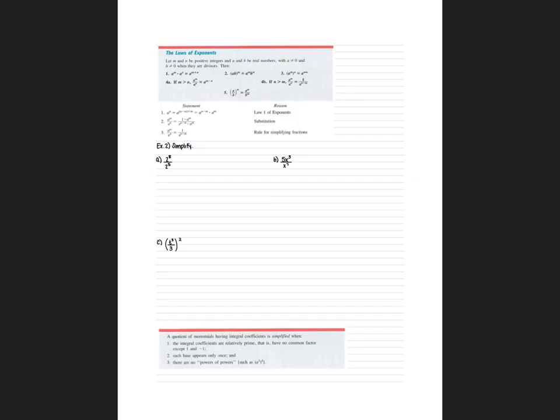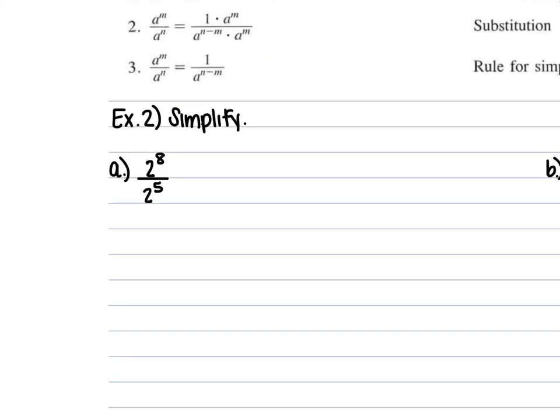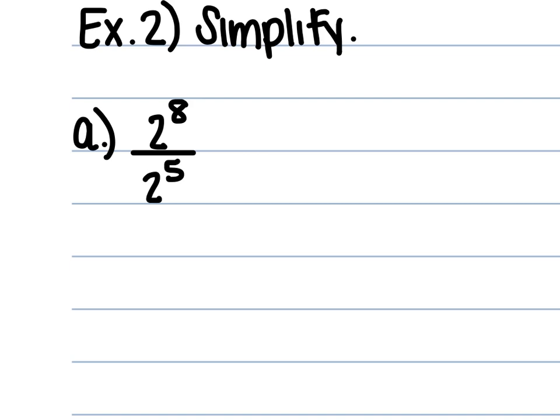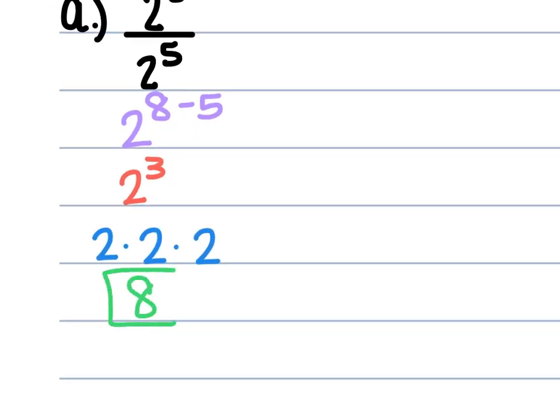If we look at our next example, we're just simplifying these exponents. So we have a power, and we have the base that's the same on both the top and the bottom of our fraction. It's just like if it was a variable raised to that power. So we're going to keep that base and subtract our powers. So if the base is 2 on the top and the bottom, and the top power is 8, the bottom power is 5, we're going to subtract those. This is going to be 2 cubed. We can then simplify that by doing 2 times 2 times 2, which gives us 8.